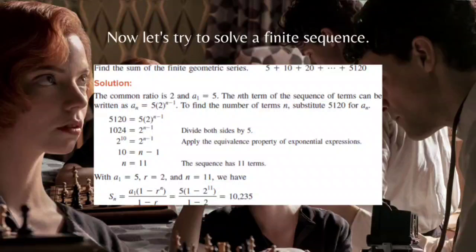Thus, 5,120 equals 5 multiplied by 2^(n-1). Thus, 1,024 equals 2^(n-1). 2^10 equals 2^(n-1). 10 equals n minus 1. n equals 11. We divide both sides by 5 and apply the equivalence property of exponential expressions. n is equivalent to 11 because the sequence has 11 terms.